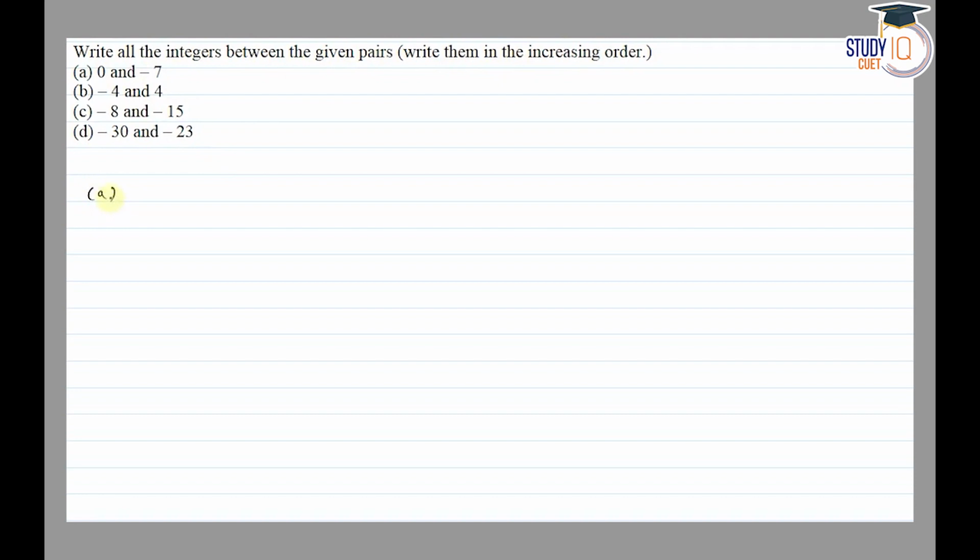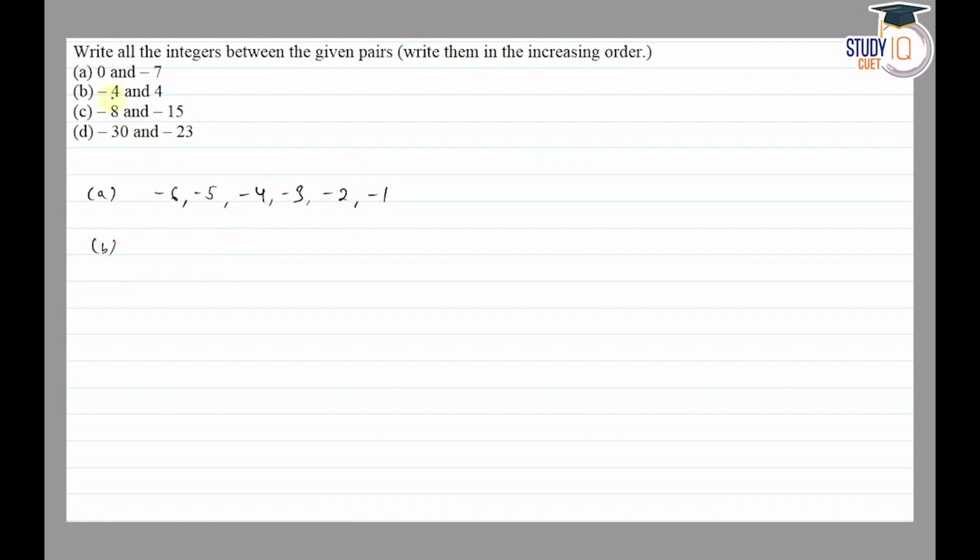Firstly हमें A part में arrange करना है integers between 0 and -7 in increasing order. So increasing order में arrange करने के लिए हम छोटे से बड़े की तरफ चलेंगे मीन्स 0 and -7. -7 is less than 0. So between them integers are -6, -5, -4, -3, -2 and -1.